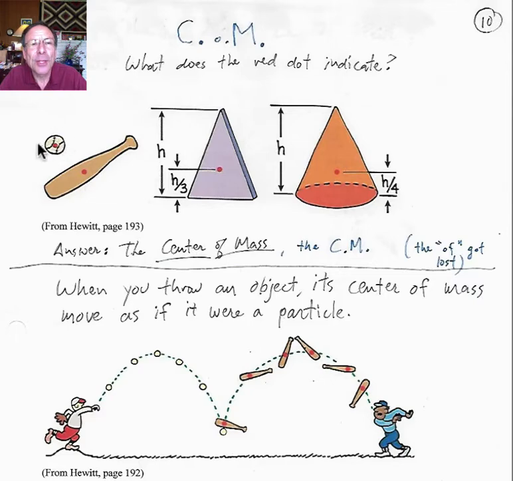So if I have something spherically symmetric, like a baseball, the center of mass is right at the middle. But if I have something that's, let's say, skinny at one end and fat at the other end, like a baseball bat, the location of the center of mass is going to be shifted a little bit towards the fat, the more massive end. You see, there's more mass at this end than the other end, so the center of mass shifts.